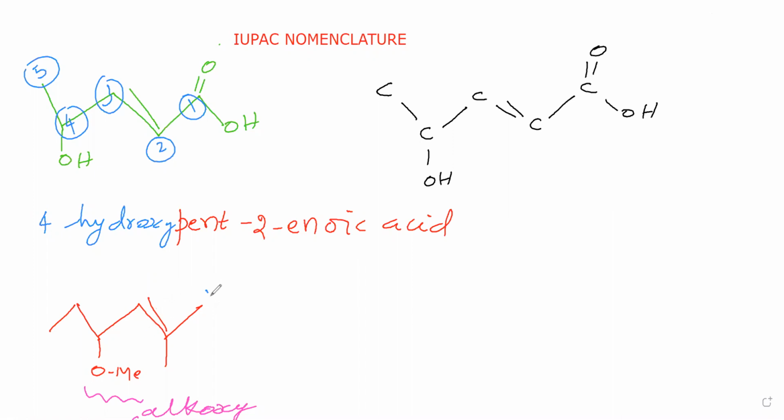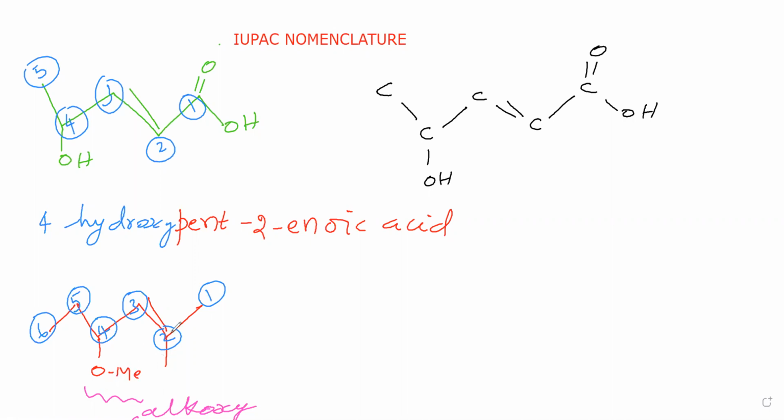Therefore, we have to start at the right extreme. We have to start here. Here like this numbering we have to give. So we are giving numbering like this. And let us say this alkoxy name first. Then this parent chain. In this parent chain, this branch name we will say. So this alkoxy name we will say first.